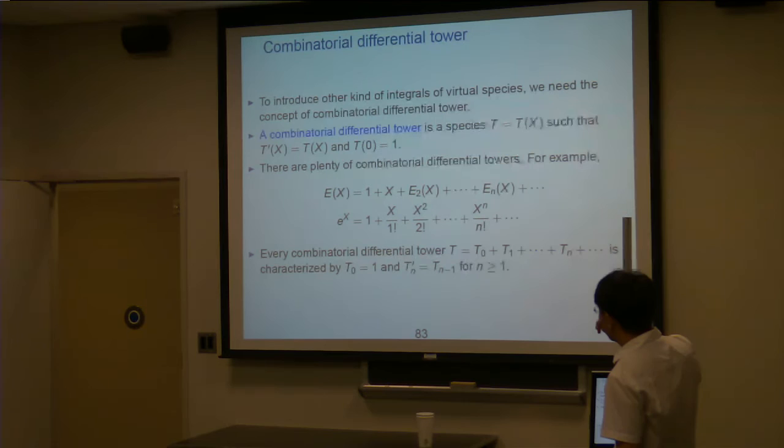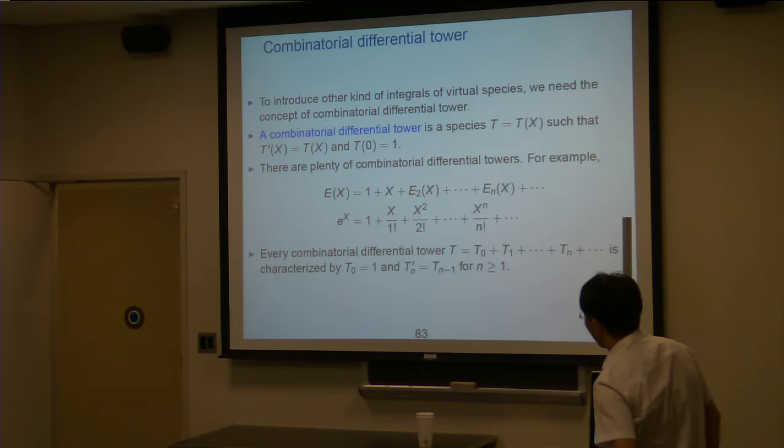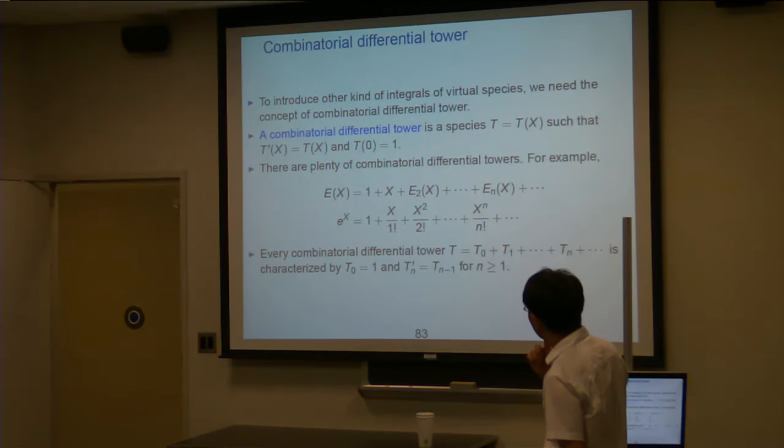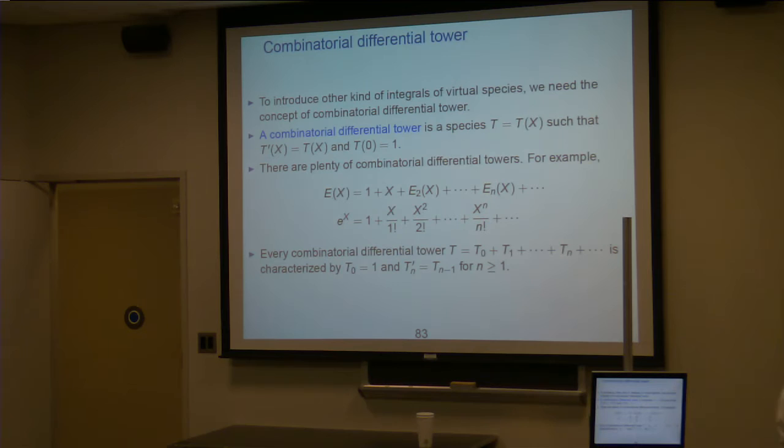And every combinatorial differential tau can be characterized by this. What does tau with the subscript mean here? You mean there exists tau_0, tau_1, tau_n? Yes, tau_n is the part of size n.